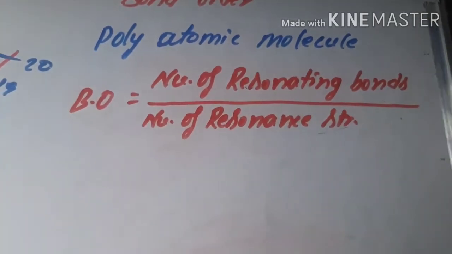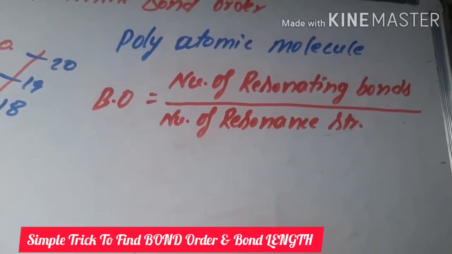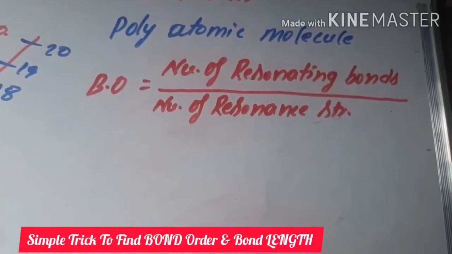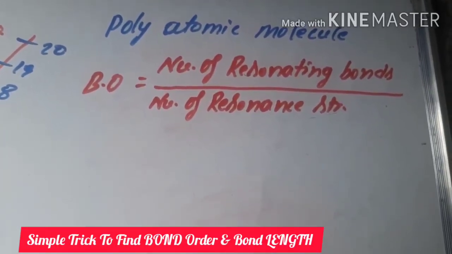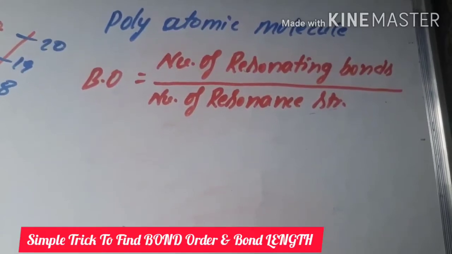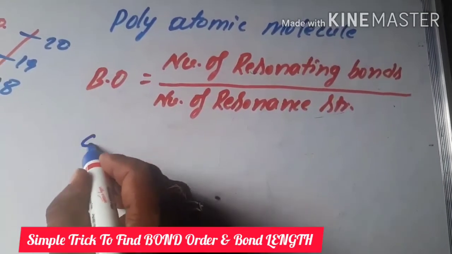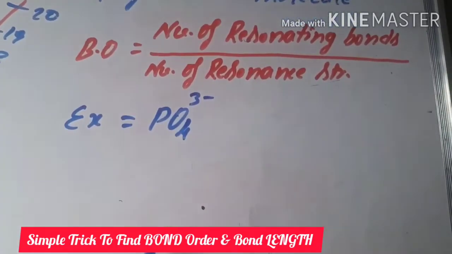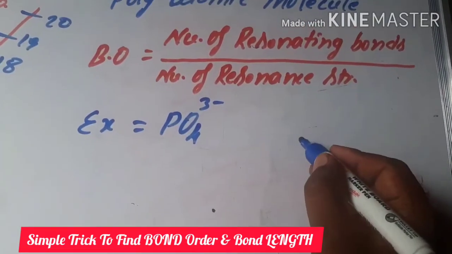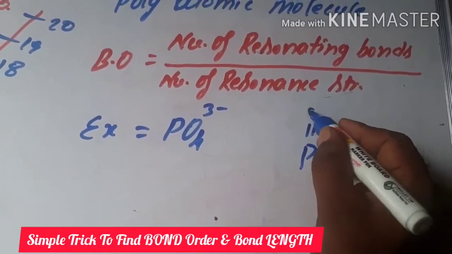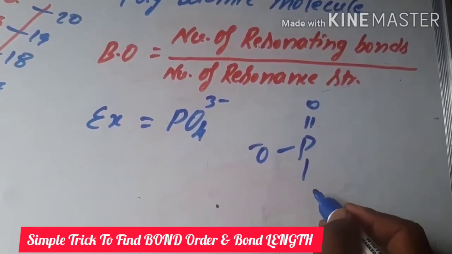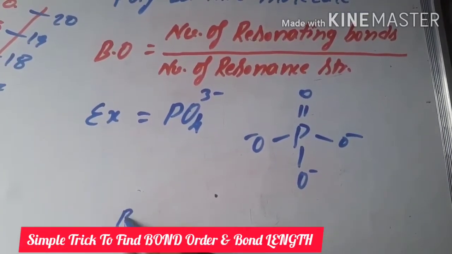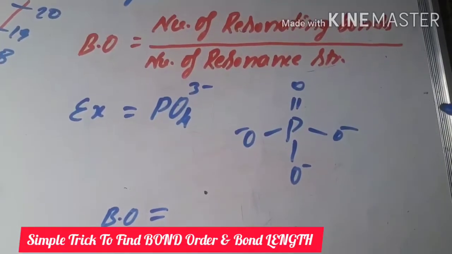For polyatomic molecules, we can determine the bond order using the formula: number of resonating bonds divided by number of resonating structures. For example, consider PO4 3 minus. You can write the PO4 3 minus structure: phosphorus, double bond O, O minus, O minus, and O minus. So bond order equals, first count the number of resonating bonds.